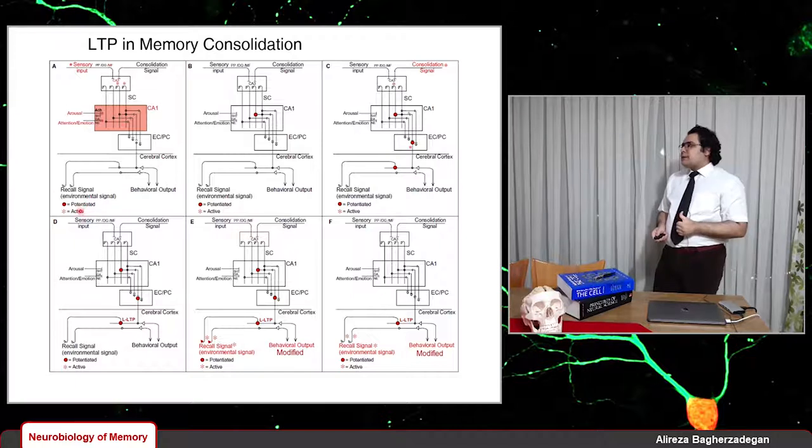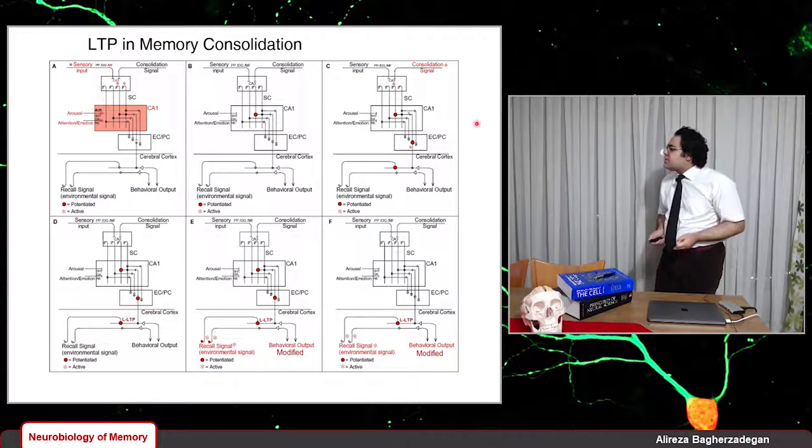You know, the cerebral cortex sometimes receives some recall signals or environmental signals. I'm going to give you an example of that. And then the response to that environmental signal or recall signal is called the behavioral output. These red dots, you can see, represent the potentiated synapses, and these asterisk signs here, for example, you can see some of them here and here, actually represent active synapses.